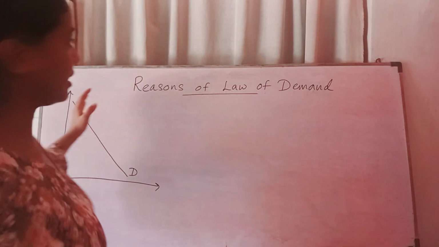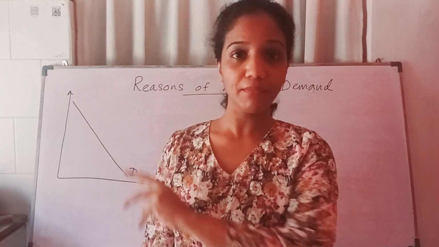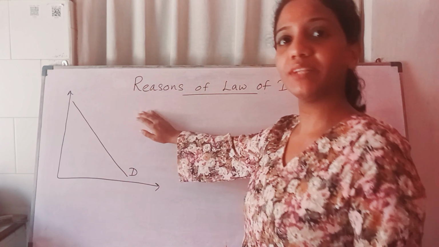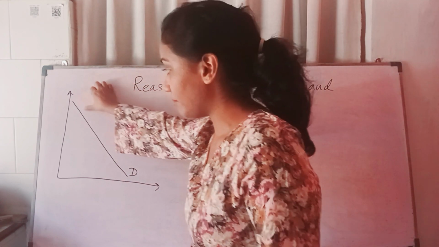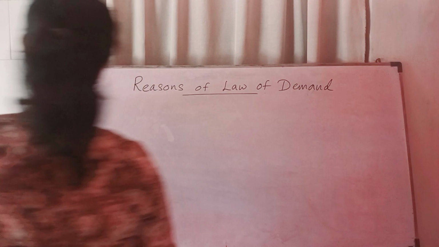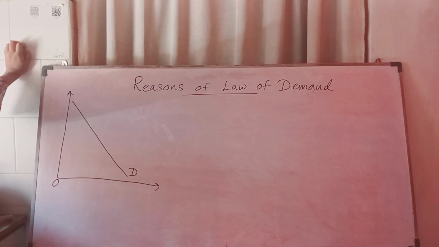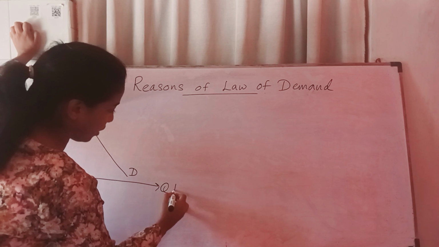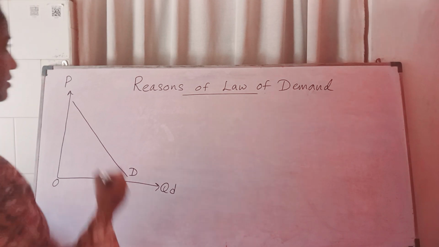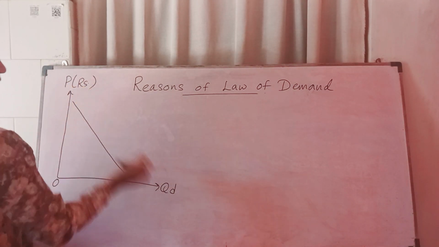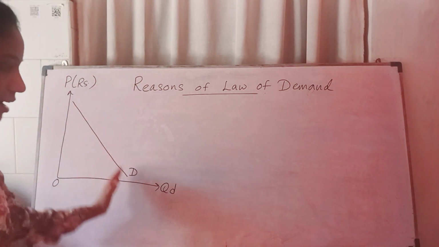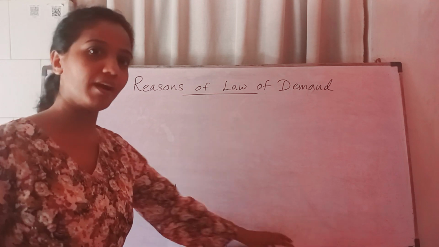So here we are talking about the law of demand for normal goods. Because of the law of demand for normal goods, our demand curve is downward sloping. Here, everyone knows, this axis is the quantity demanded of a particular good and this is the price of the good, in terms of rupees. So due to the law of demand, our demand curve is downward sloping.